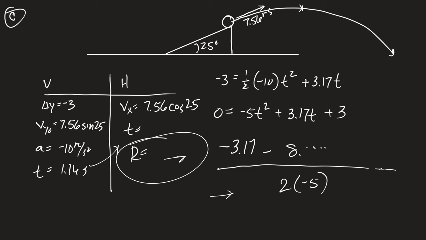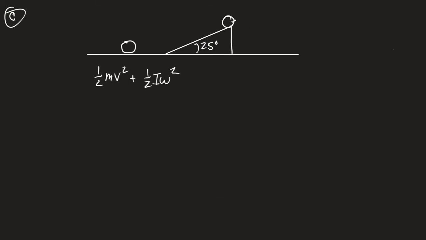I'd say that was fun, but it's not fun at all. So if we consider that at the top of the ramp, it's still sliding, it has 1/2 mv squared. And at the top of the ramp, it's still rolling, 1/2 I omega squared. And now it is 3 meters above the ground.